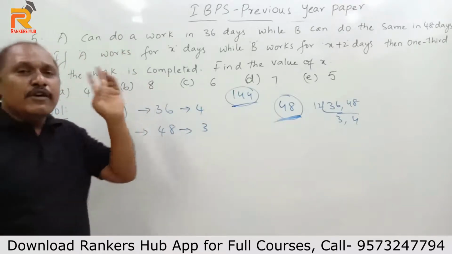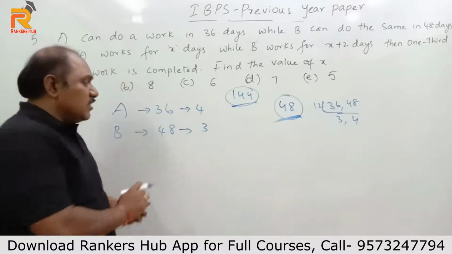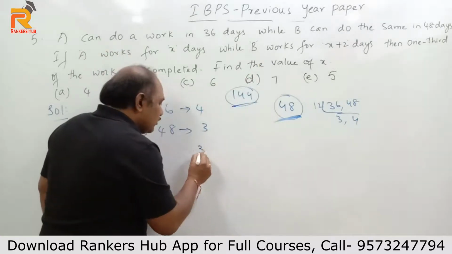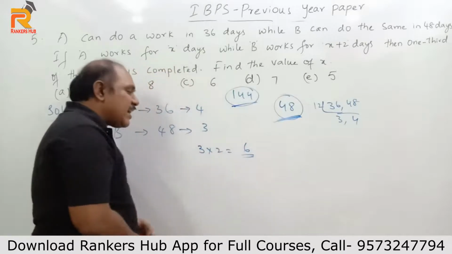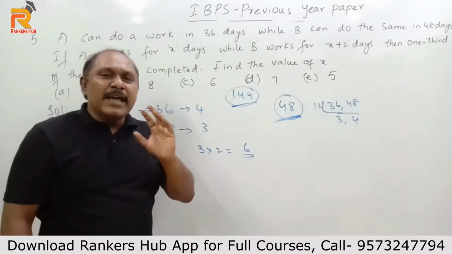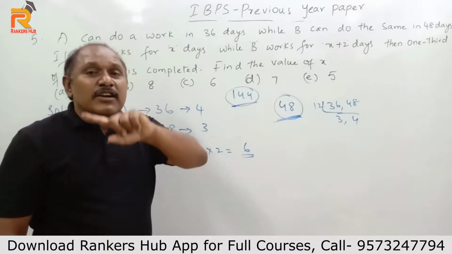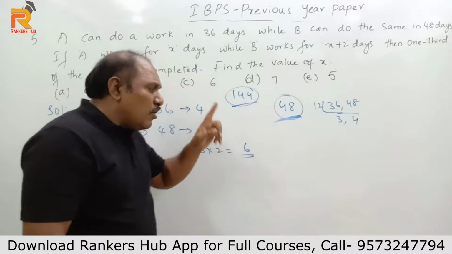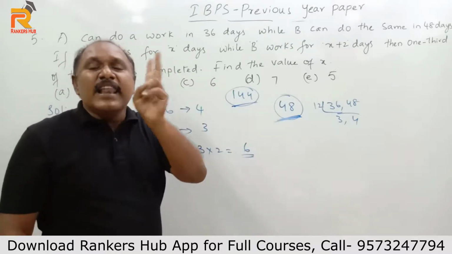Now who is working for more time? B. For how many days extra? 2 days. So in that 2 days, how many chocolates will B eat? So 3 into 2, 3 into 2 is 6. So these 6 chocolates are eaten by B, in the last, to complete 1/3 of the chocolates, and 1/3 of the chocolates is nothing but 48. So out of these 48, these 6 chocolates are eaten by only B in the last 2 days.